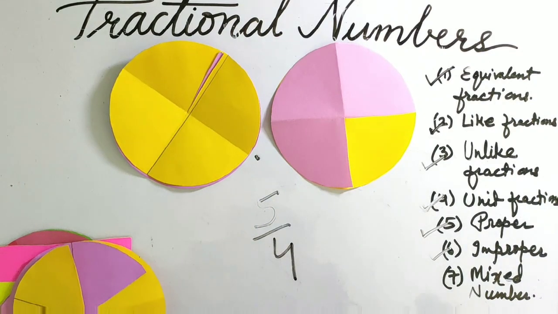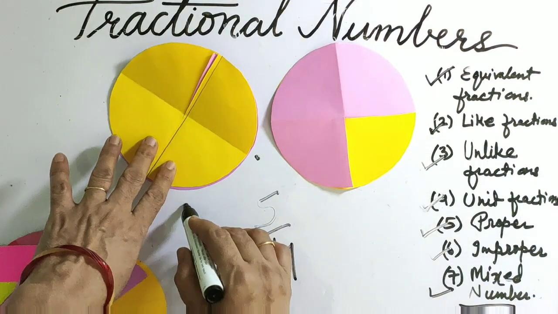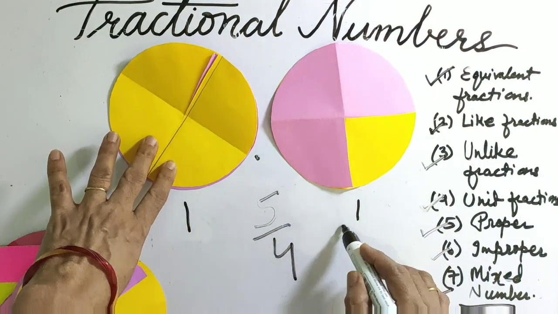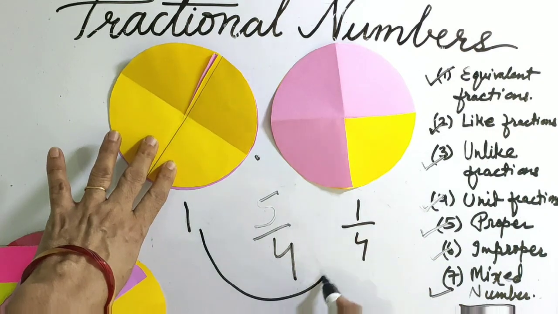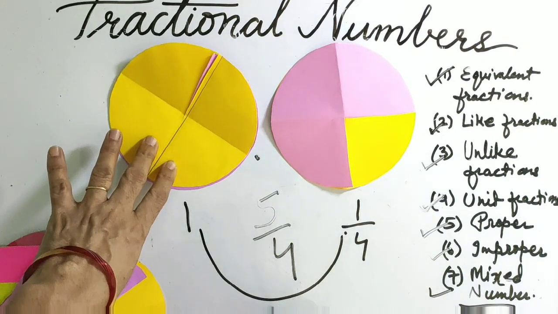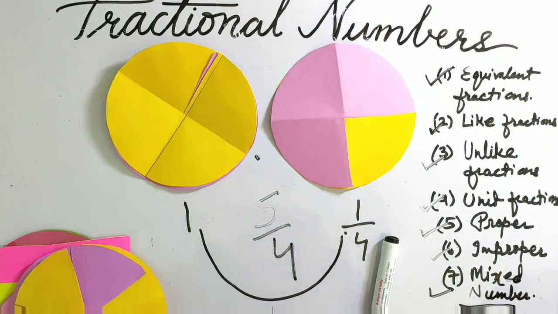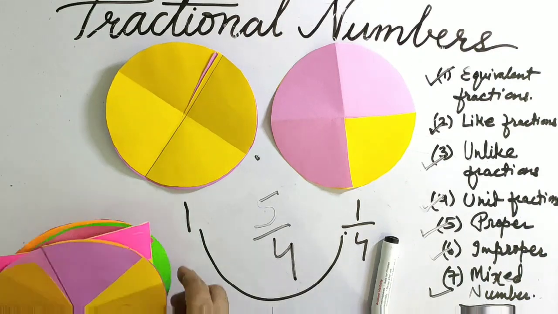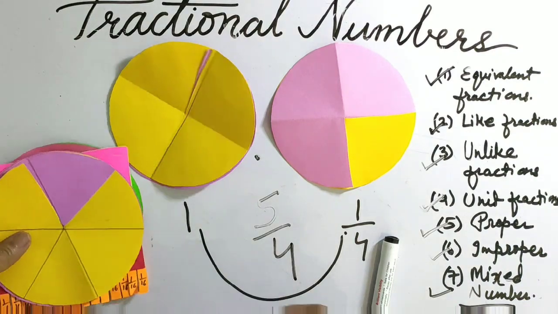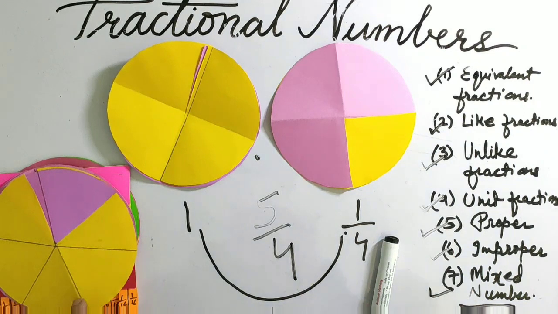Next is mixed number. Mixed number means improper fraction can be converted into whole number and proper fraction. So see, this one is 1 and this is 1 by 4. So the mixed number is 1 whole 1 by 4. So you understand this activity, you can do it in your home also to explain the types of fraction. Thank you.